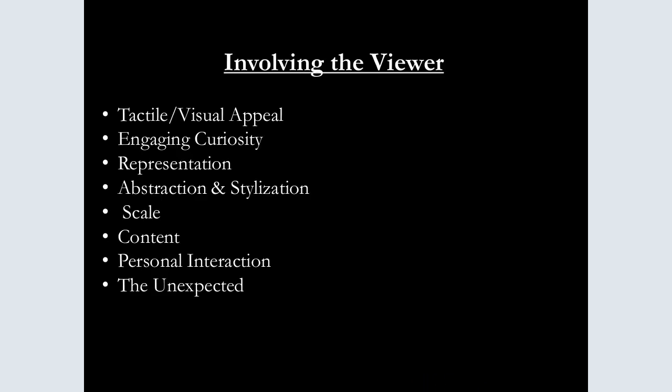And we'll go through each one point by point. So the first one is tactile and visual appeal. The second way we can involve the viewer is through engaging curiosity, then representation, abstraction and stylization, scale, content, personal interaction, and the unexpected. So why don't we go ahead and begin to talk about tactile and visual appeal and what that means.